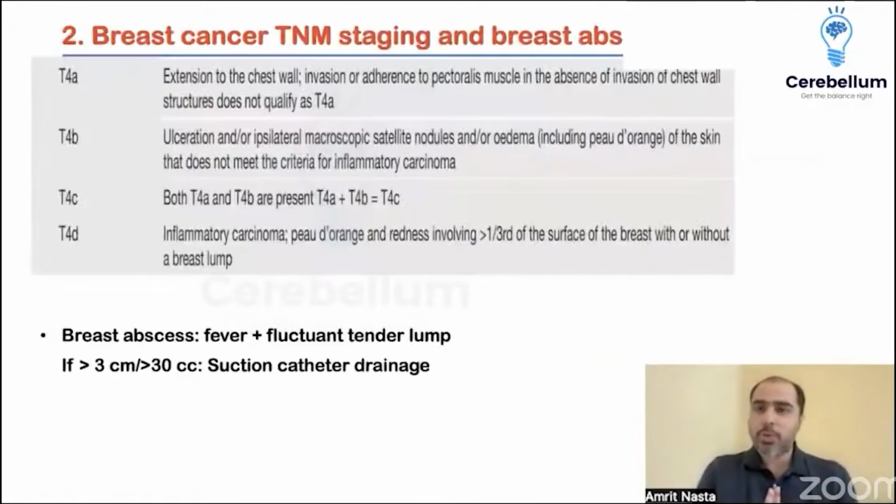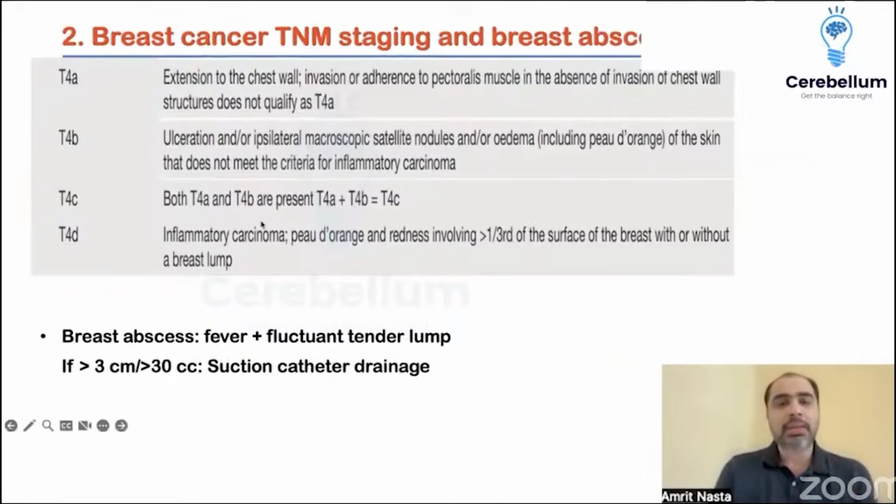Breast, of course, there are two favorite topics. One is breast cancer, other is breast abscess. So breast cancer, the important is the TNM staging, in which the T is the important one. And in the T stage, T1 is up to 2, T2 is 2 to 5 centimeters, T3 is more than 5 centimeters. T4 is where you often get confused. T4A is extension to the chest wall, where the tumor is fixed to the ribs or to the intercostal muscles. Invasion of pec major, remember, will not affect the T stage.